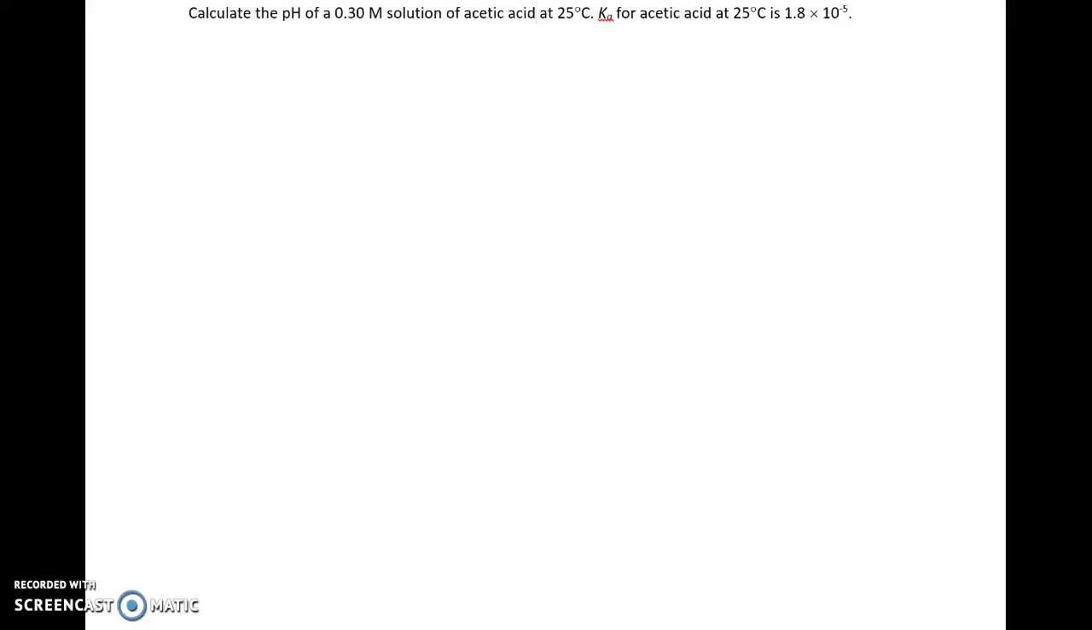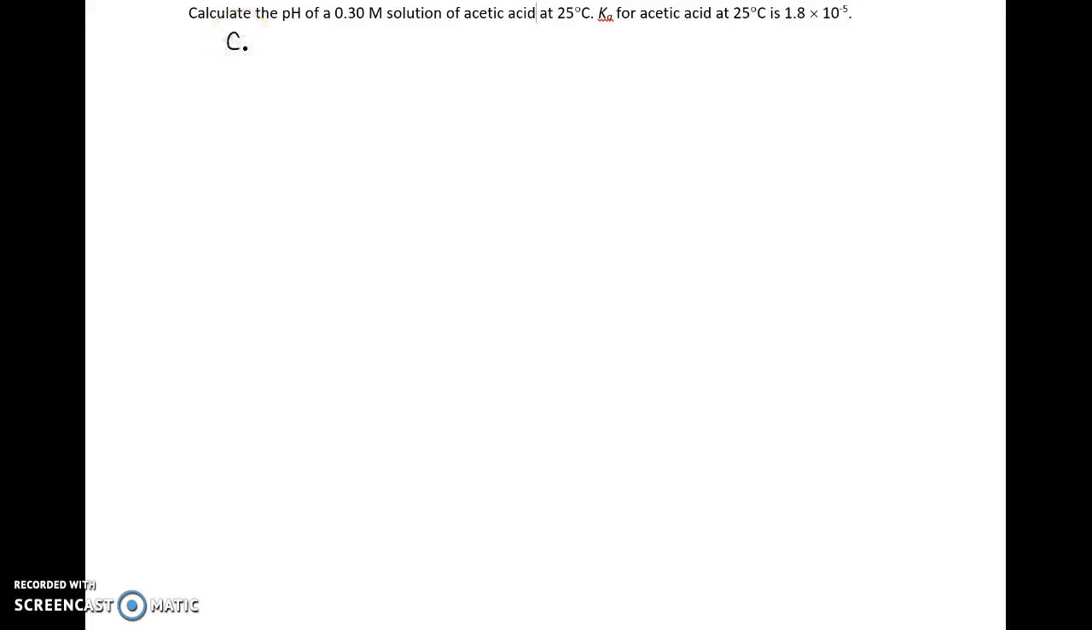We can use the acid dissociation constant to determine the pH of a solution. In this example, we know that the initial concentration of acetic acid is 0.30 moles per liter. Let's write down the equation for acetic acid dissociation in water.